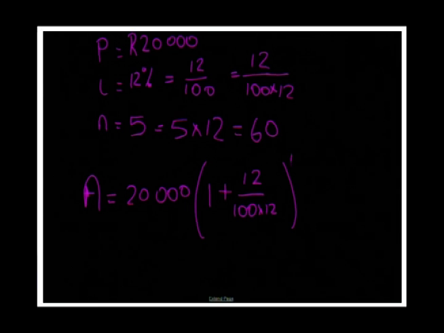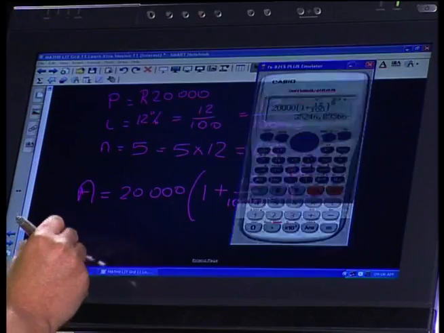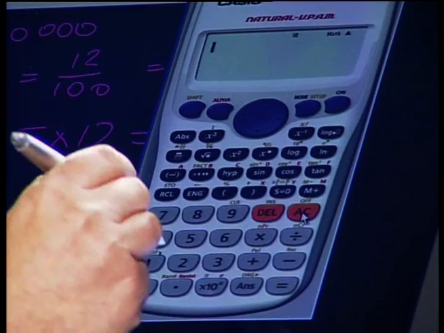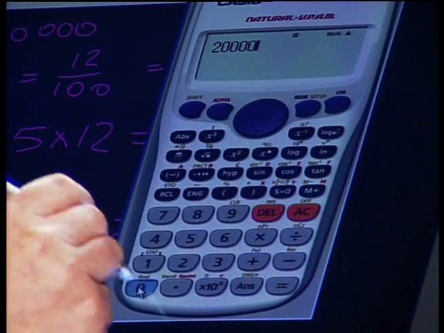Close brackets and to the power of 60. Or if you'd like, your calculator can still do 5 times 12 for you. So you don't have to calculate it first, but either way works. So now let's get our calculator out, and we start with our 20,000.